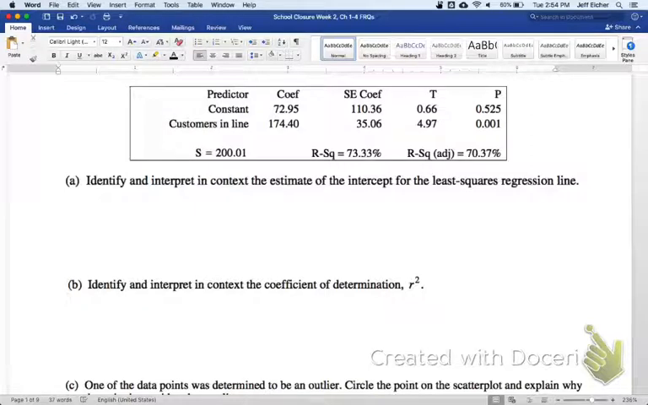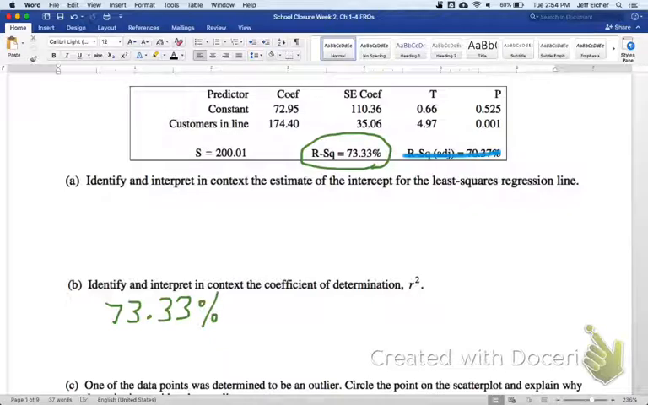Identify and interpret in context the coefficient of determination r squared. So r squared is this value, 73.33%. We're not out of partial just yet. We need one more thing. There are 3 components that we need. Just as a warning, don't use r squared adjusted. That's not part of the AP curriculum, so we'll ignore that. Don't write that one. So what does r squared tell us?